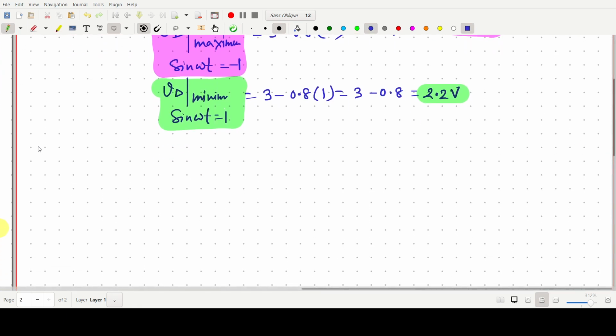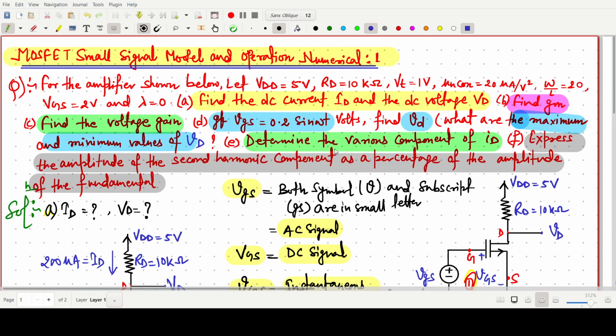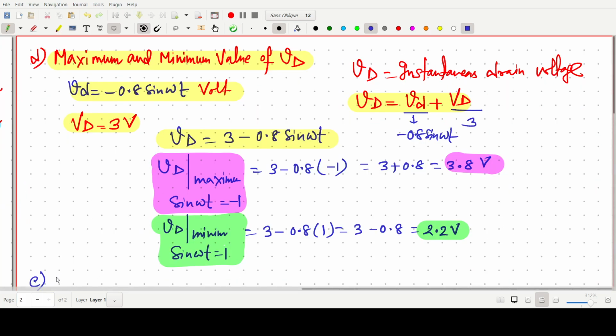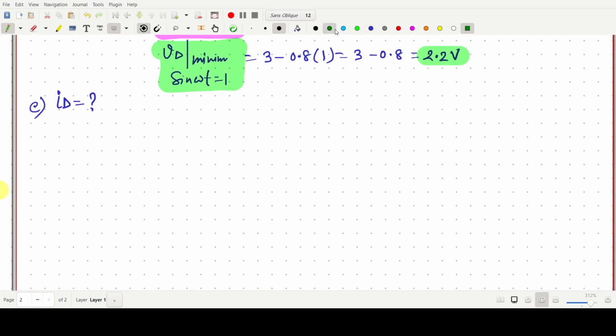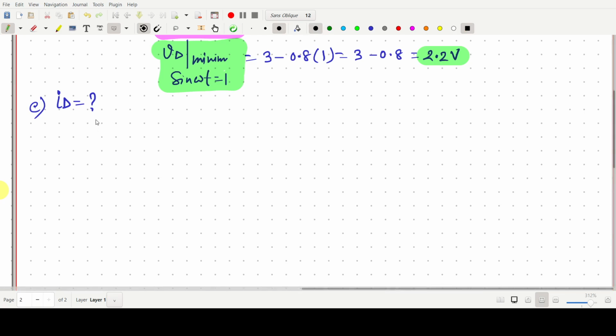So the final one is our E. I will also show what the question is: determine the various components of iD, the instantaneous drain current. So first we have to go for the iD, that is, the various components of iD that we have to find. This iD, the instantaneous one, must have some DC component plus AC component.